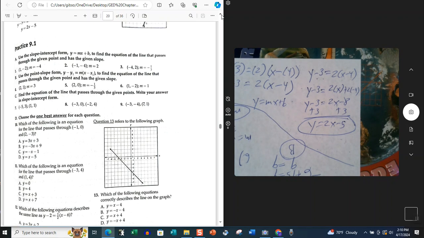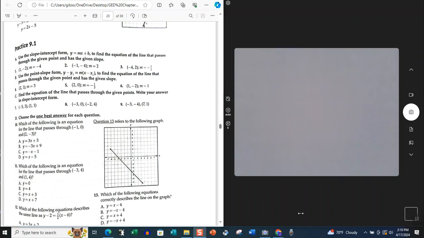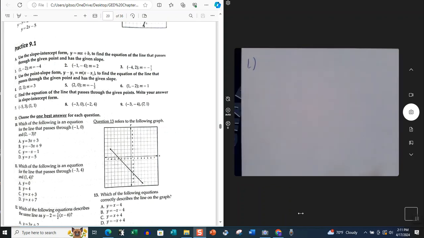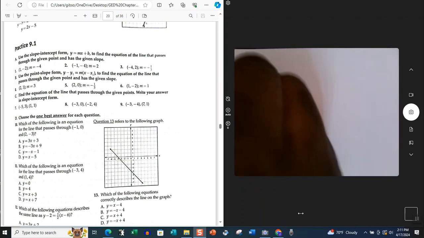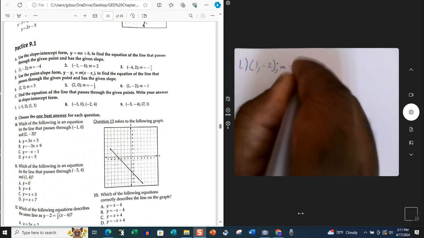Okay, so now we're going to go through and do some problems here. Now, this shouldn't be too bad, but we will get this done. So let's start here. It says use the slope intercept form, y equals mx plus b, to find the equation of the line that passes through the given point and has the given slope. Okay, so we're trying to find the equation using the y equals mx plus b form. So we got problem number 1. We have (1, negative 2), and then we have the slope is equal to negative 4.